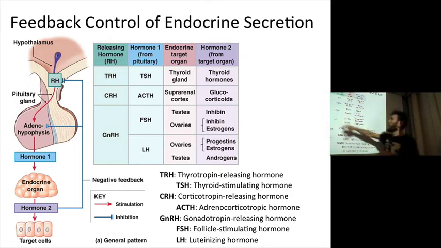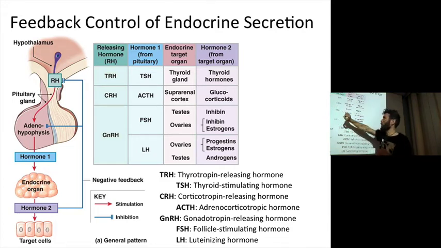Here's a list of various releasing hormones that are produced in the hypothalamus. We have thyrotropin releasing hormone that is going to produce thyroid stimulating hormone that's going to hit the thyroid gland, and then there's going to be T3, T4, the host of various thyroid hormones that get produced and hit their various target tissues in the body. Some others.